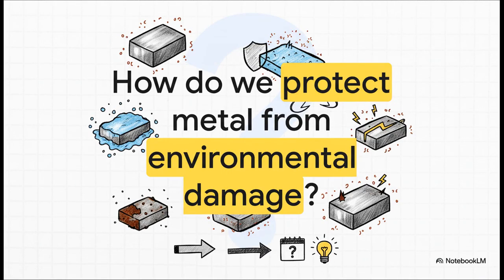So, we have done it. We have our pure, shiny metal. But is our job done? Think about it. If you leave a piece of pure iron out in the rain, what happens? It starts to rust, right? So now that we've gone through all this trouble to get the pure metal, our next big challenge is to protect it. How do we stop it from getting damaged by the environment? This problem is called corrosion, and that is exactly what we will be exploring in our next session.